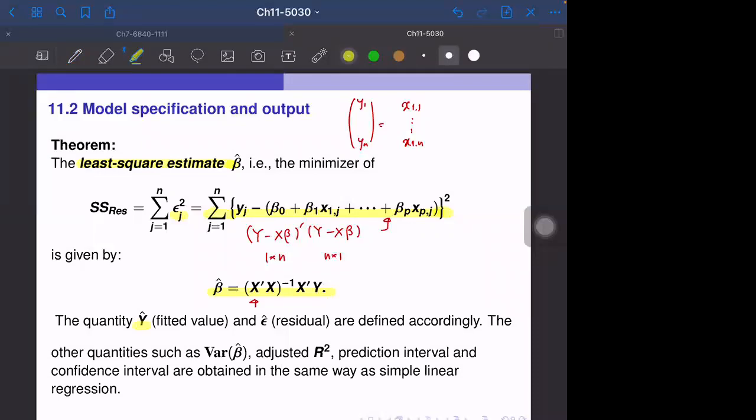And we can define y hat, the fitted value, or epsilon hat, the residual, in the same way as simple linear regression. Also the formulas for the variance of beta hat, adjusted R square, prediction interval and confidence interval are obtained almost exactly the same way as in simple linear regression.